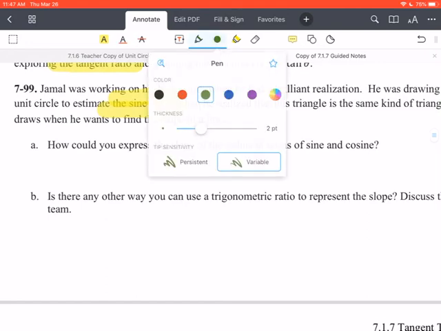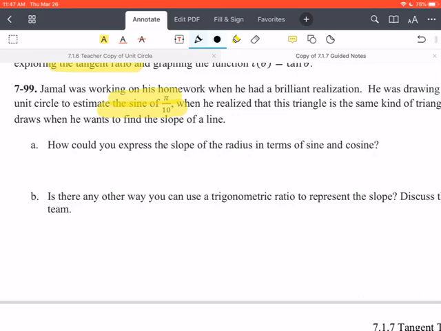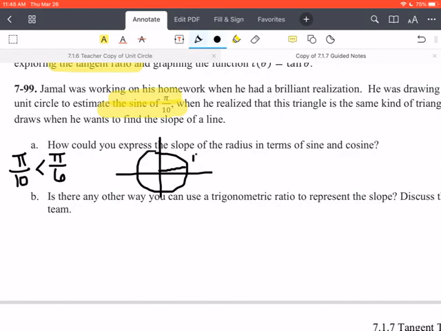If we draw a unit circle, and we're thinking about where would pi over 10 be? Well, pi over 10 is even smaller than pi over 6, because we're dividing pi into 10 pieces, so pi over 10 is less than pi over 6, which is the smallest angle that we know. So pi over 10 is going to be hard to draw, but it is going to be a very little sliver of the start of the unit circle. So this right here would be our pi over 10.